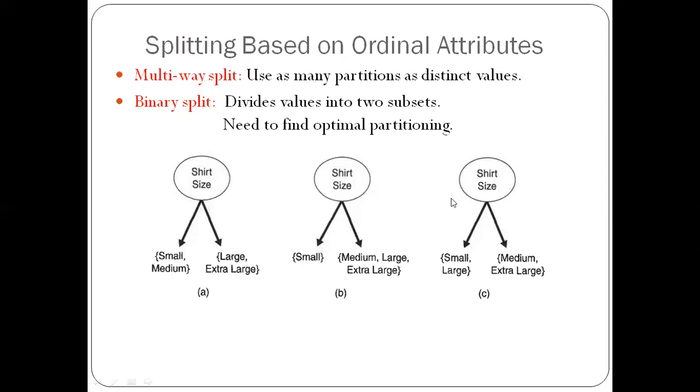But in the third example, small and large have been combined, and medium and extra large. This is not going to maintain the order property of the ordinal attributes, so this is not the right way to partition the data. It is better to consider the earlier ones. And we can even have a multi-way split also. Multi-way means we can have small as one partition, medium as the second, the third one is large, and the last one is extra large. That is a multi-way split for the ordinal attributes.